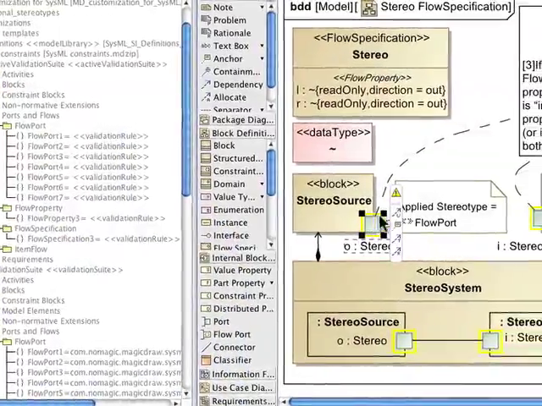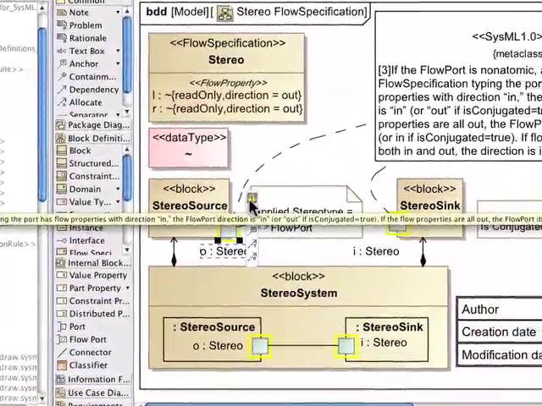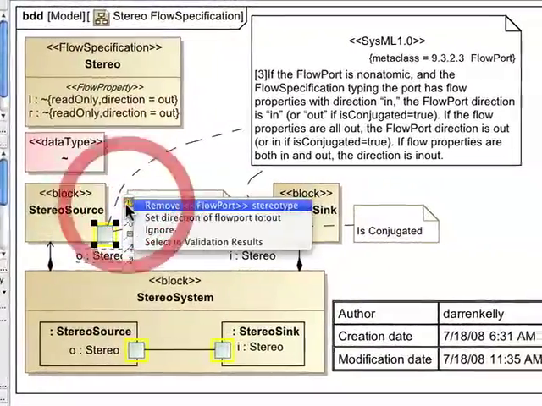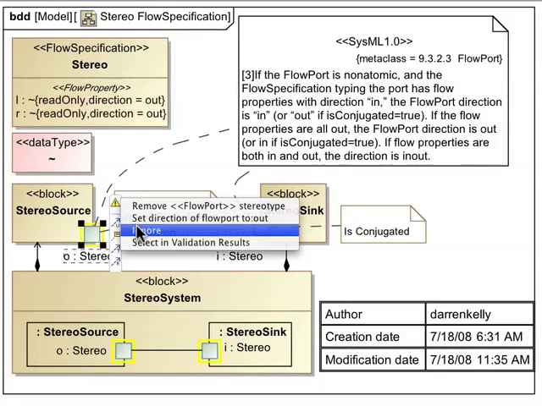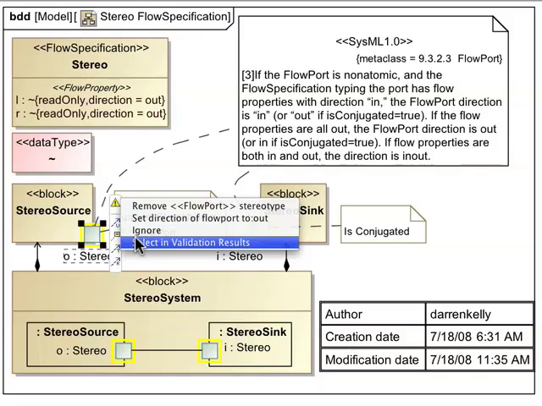If I now click on the warning sign just once, I'm offered two possible fixes for the problem, or I have the option of ignoring this warning for this particular element in the model, or I can select the element in the validation results for more information about the error.